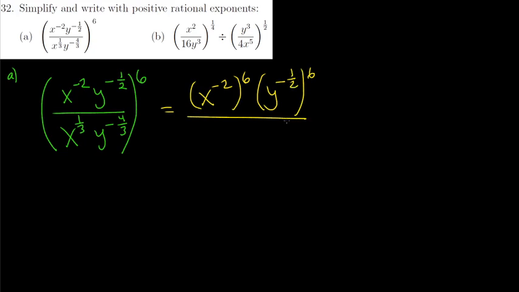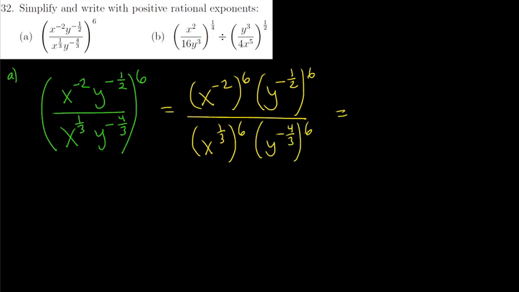Okay, so 32a. The easiest way to do this is to distribute the 6 first, rather than try to subtract the exponents. This is x to the negative 2 raised to the power 6, y to the negative 1/2 raised to the power 6, over x to the 1/3 raised to the power 6, times y to the negative 4/3 also raised to the power 6.